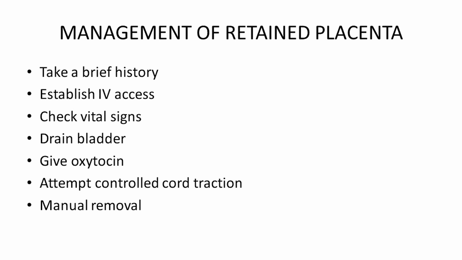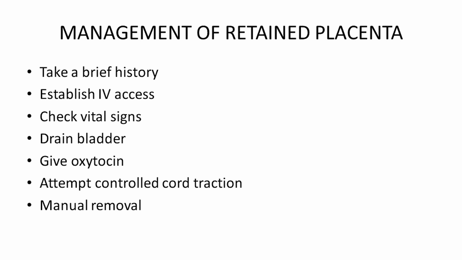What do we do if you have a case of retained placenta? What's the management of retained placenta? Once a patient comes with retained placenta, particularly if the patient was not managed in your facility, one should take a brief history, establish intravenous access, and take relevant samples. Check the vital signs, because sometimes this woman may be in hypovolemic shock. We want to drain the bladder of this patient, because a full bladder may not allow the uterus to contract properly and lead to the placenta being retained.